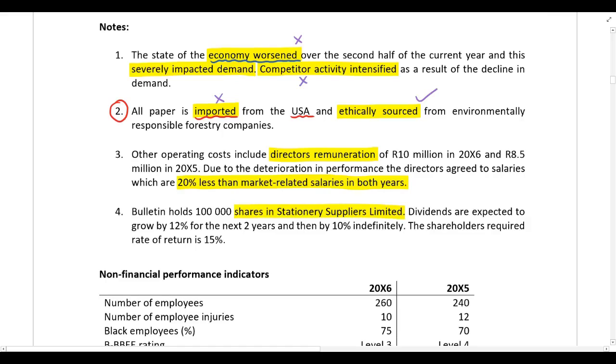And we were given more information relating to other operating costs in Note 3. We were told that other operating costs include directors' remuneration of 10 million in 20X6 and 8.5 million in 20X5, and due to the deterioration in performance, the directors agreed to salaries which are 20% less than market-related salaries in both years. So guys, you can't use this as a reason. You can't say one of the reasons why operating costs have improved from the prior year to the current year is because the directors are taking lower salaries. In both years, the directors were taking lower salaries. So this can't be used as a reason for the improvement in operating costs.